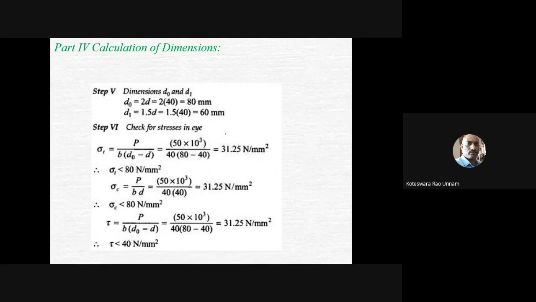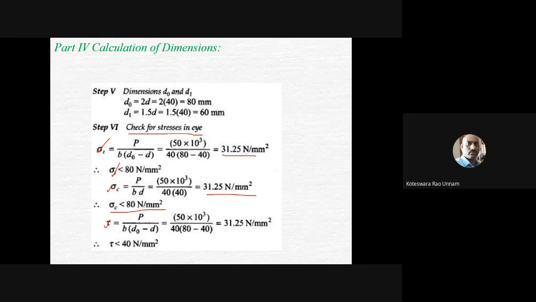Once you have D, you can take D0 and D1 as 2D and 1.5D, which comes out as 80 mm and 60 mm. Then you need to check for the stresses in I. First, tensile stress is P by B into (D0 minus D), which comes out as 31.25 N/mm², less than the allowable stress of 80 MPa. Then sigma C is P by B into D, which is 31.25, also less than the allowable stress.